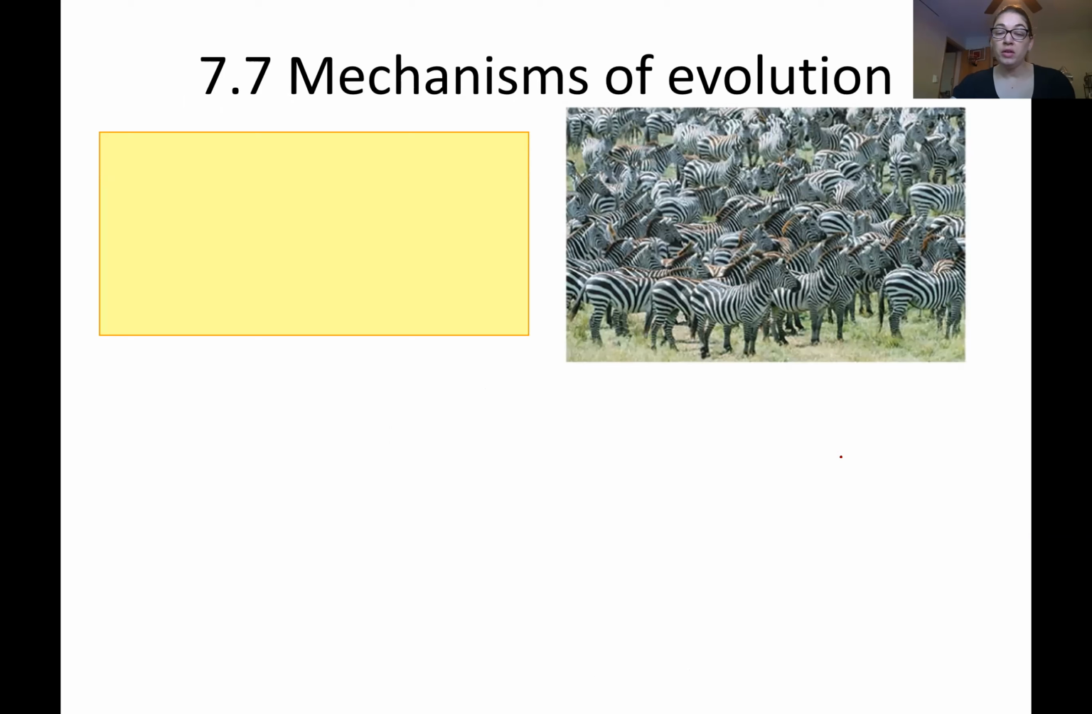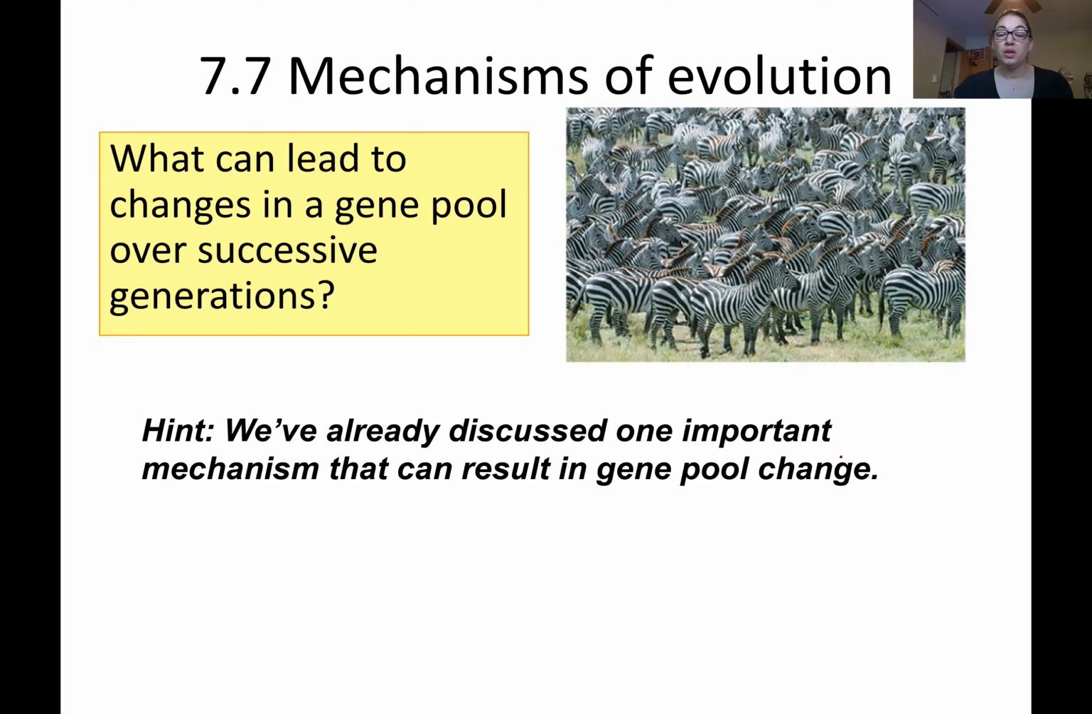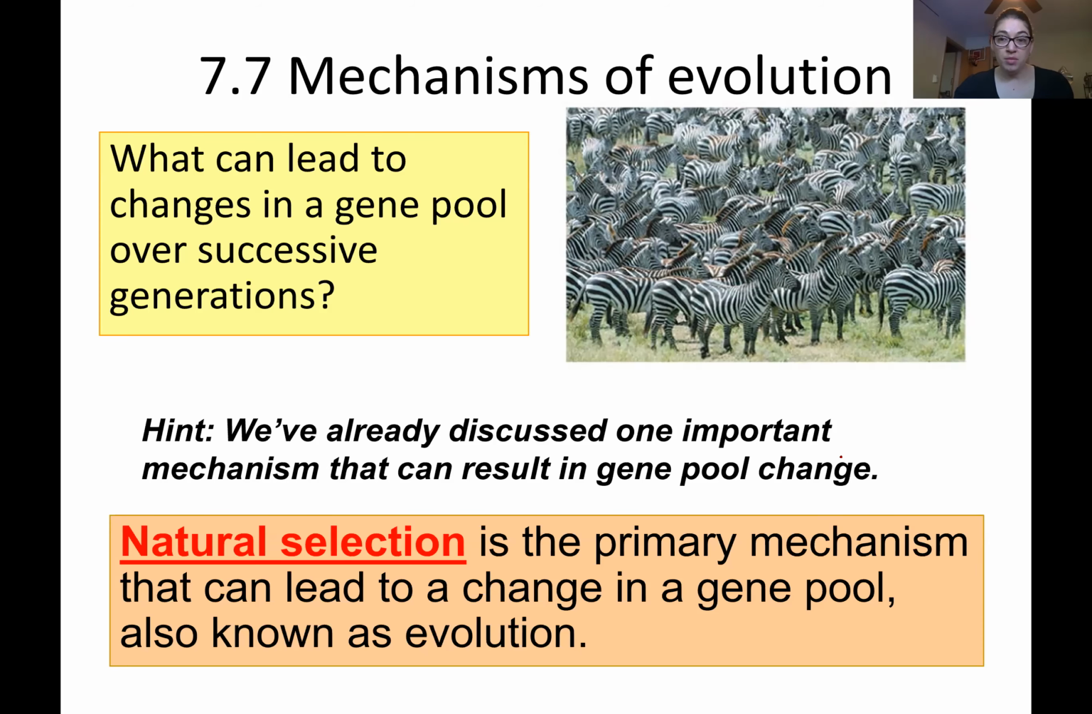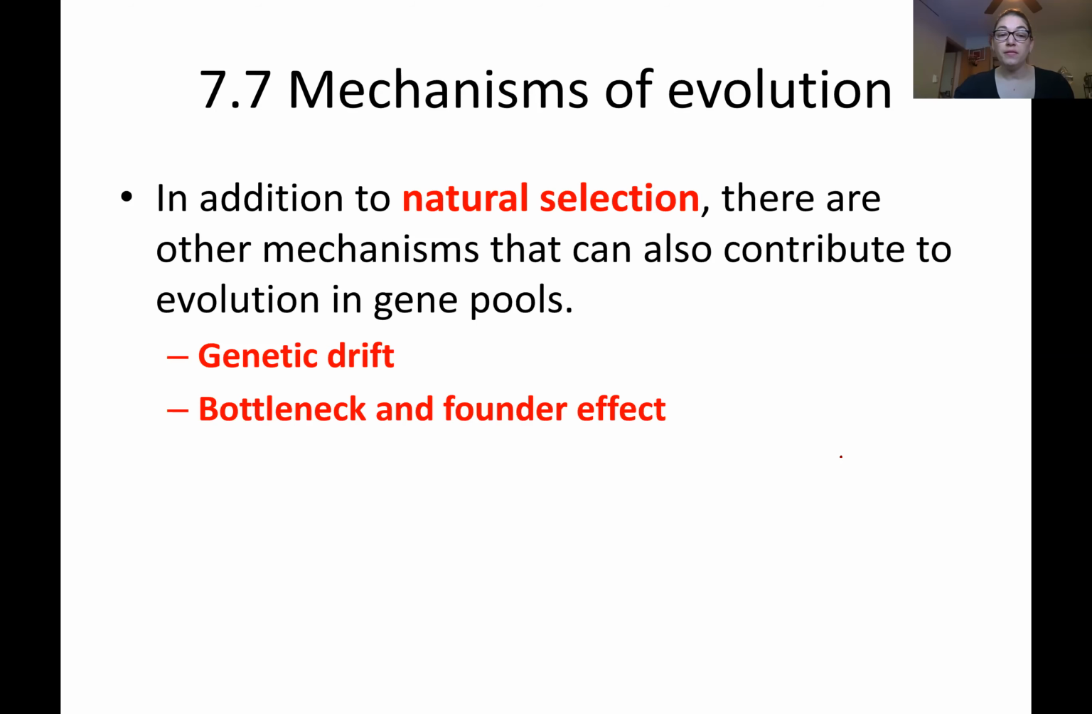Okay, so some mechanisms of evolution. What can lead to change in a gene pool over successive generations? How do we change that gene pool? We've already discussed one mechanism that can result in gene pool change. The main mechanism is natural selection. This leads to changes in the gene pool, and we would call this evolution when there is a change in the actual gene pool. In addition to natural selection, there are other mechanisms that can contribute to evolution in the gene pool, and we'll go over each of these examples after this slide: genetic drift, the bottleneck and founder effect, gene flow, and sexual selection.